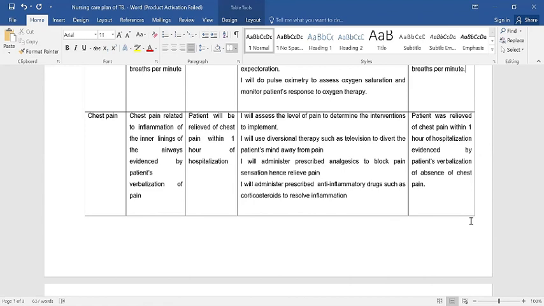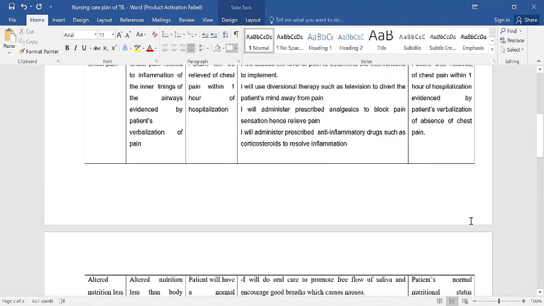rationale. Then lastly, we are saying I will administer prescribed anti-inflammatory drugs such as corticosteroids to resolve inflammation, therefore relieve pain. So remember, here in this patient we have inflammation, and it's because of the inflammation that the patient is getting the pain. Therefore, we want this patient's inflammation to be relieved. So those are the interventions that we can easily talk about.